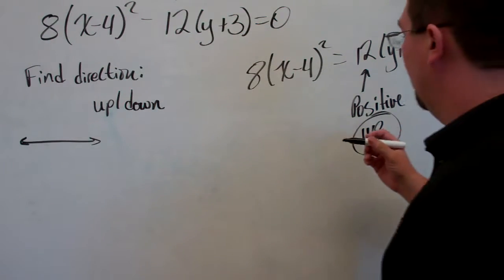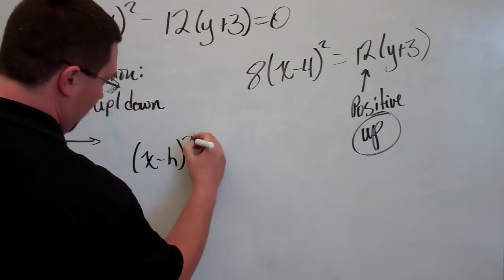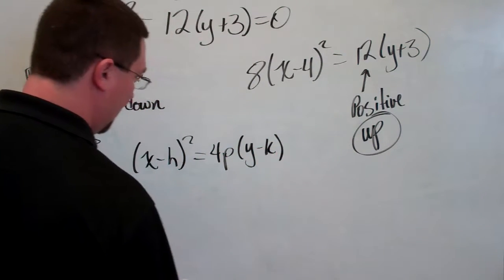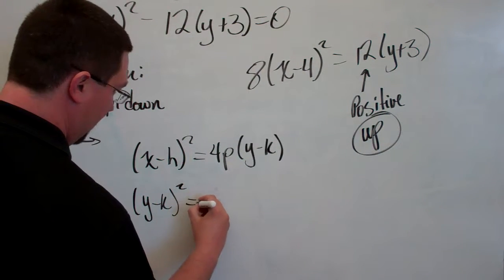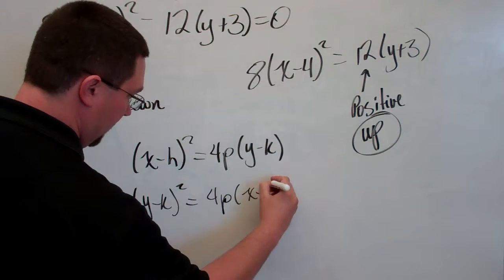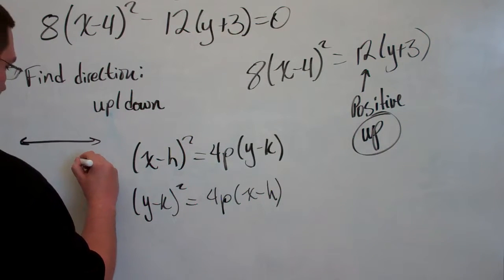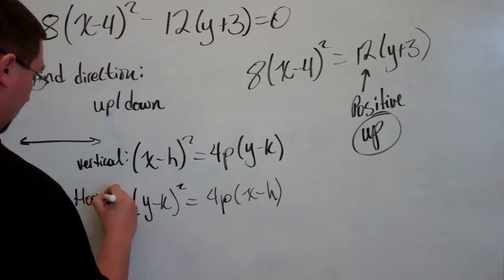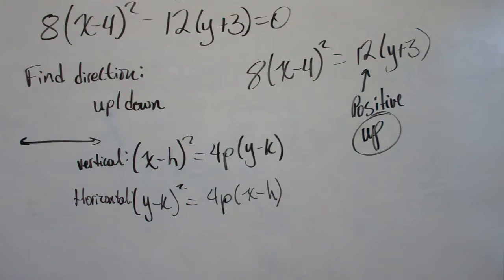Don't forget that your standard form for your equation is (x - h)^2 = 4p(y - k), or you have (y - k)^2 = 4p(x - h). Remember, this one is for vertical parabolas, and this one is for horizontal parabolas. Vertical and horizontal. You can watch this video as many times as you need to.